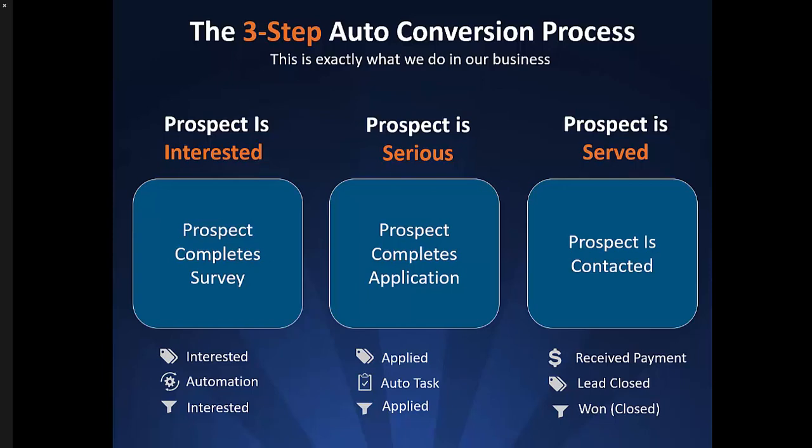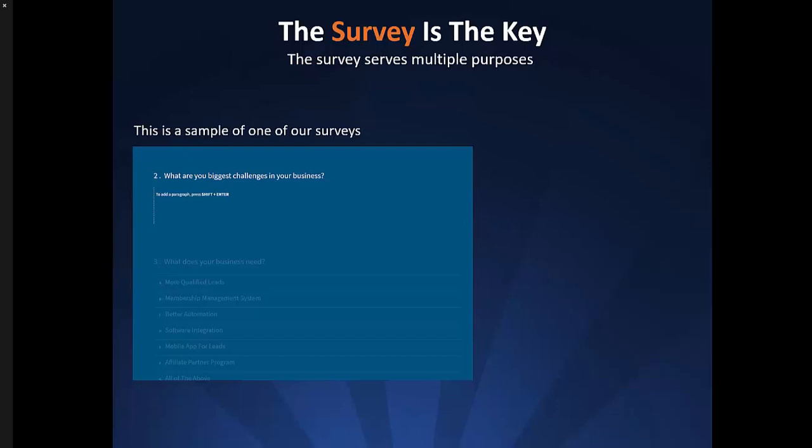And so this is the 3-step auto conversion process. Number one, we put surveys out there to find out what are they most interested in. Number two, once we know they're interested, we ask them to complete an application. And number three, once they have the application complete, we simply say, what can we do to serve you? And if it's a good fit, then we will go ahead and close them. So as you can see, the survey is the key.